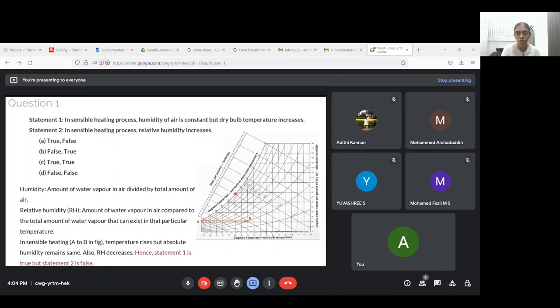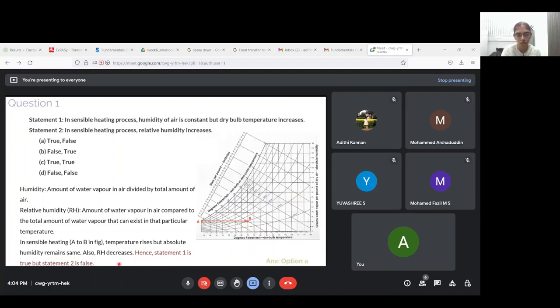It's always 100% here, and it is somewhere around 10% at this region of the chart. So as you go from A to B, that is you are increasing your temperature, your relative humidity decreases. So statement 2 is false. So the correct answer to this question is option A.